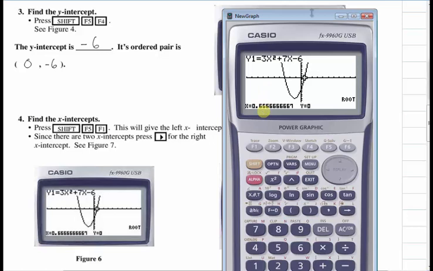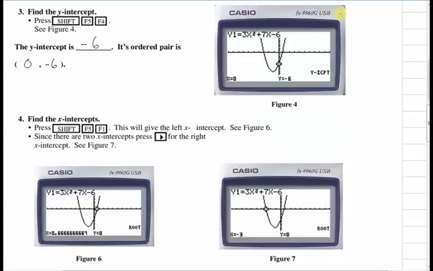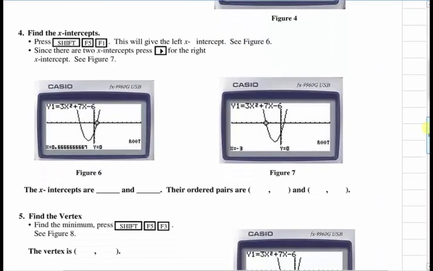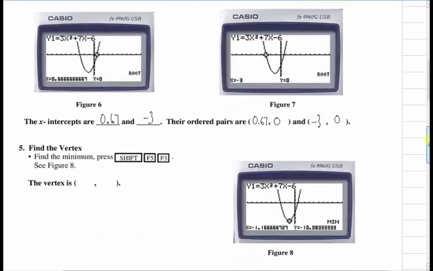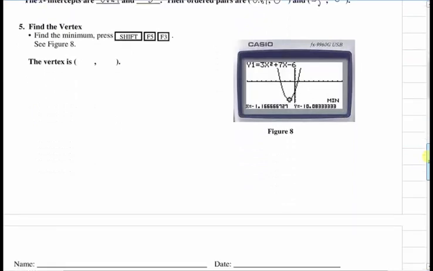Okay, all right, so let's enter that information in on our handout. Okay, so we have one x-intercept at 0.67 and the other one at -3. So the ordered pairs would be 0.67 and 0 and -3 and 0. Okay, so let's move on to finding the vertex.